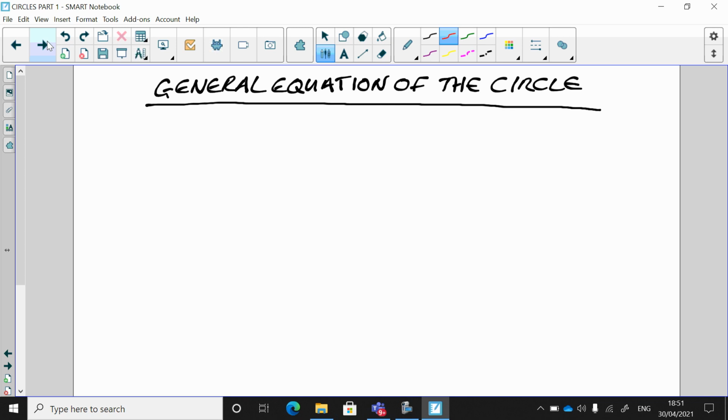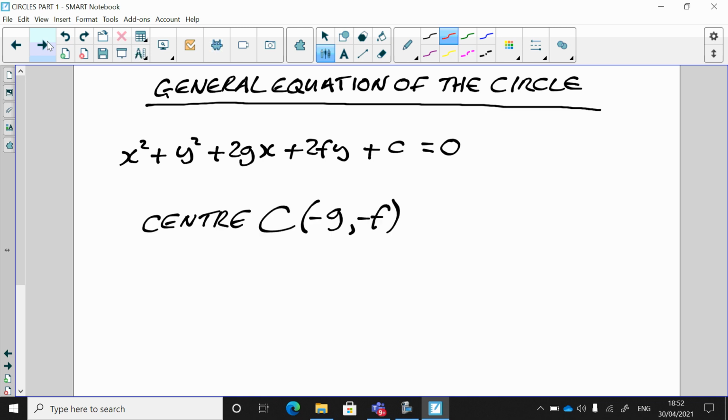So we're now going to look at another version of the circle equation. They call it the general equation. And there's no brackets involved here. And sometimes there is a reason for that. It maybe makes calculations easier. X squared plus y squared plus 2gx plus 2fy plus c equals 0.